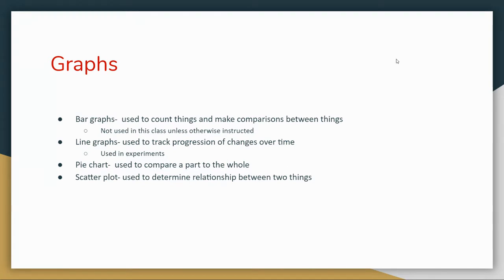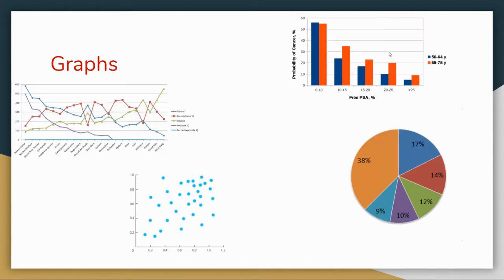A pie chart is used to compare parts of a whole, and then a scatter plot is used to determine the relationship between two things. And we'll do more work with graphs in the next couple of days. So this is the example of a line graph. Now you can see we're tracking different things over a period of time.